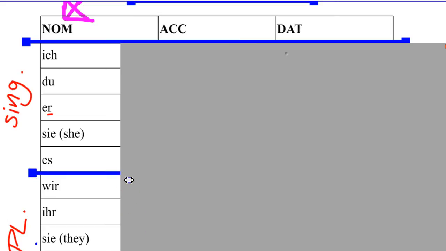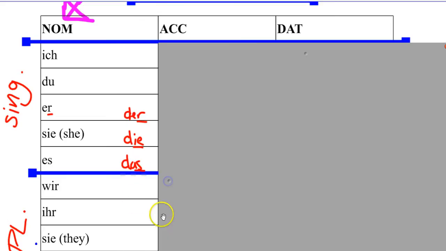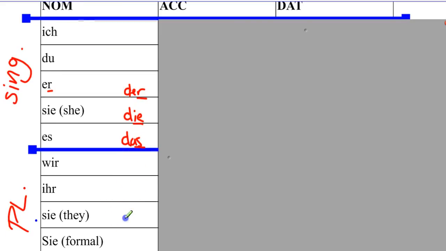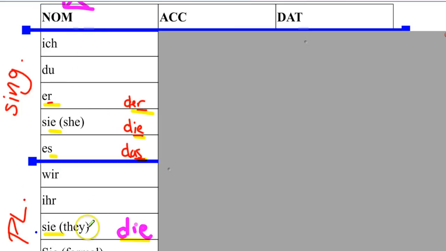So we know these. A quick little trick is if you think about the der chart: der, die, das, die. We probably notice some similarities, right? Like der is er, masculine. Die is like the sie, and das is es. So this is going to give you a little trick. So this is if it's the subject: I, you, he, she, it.